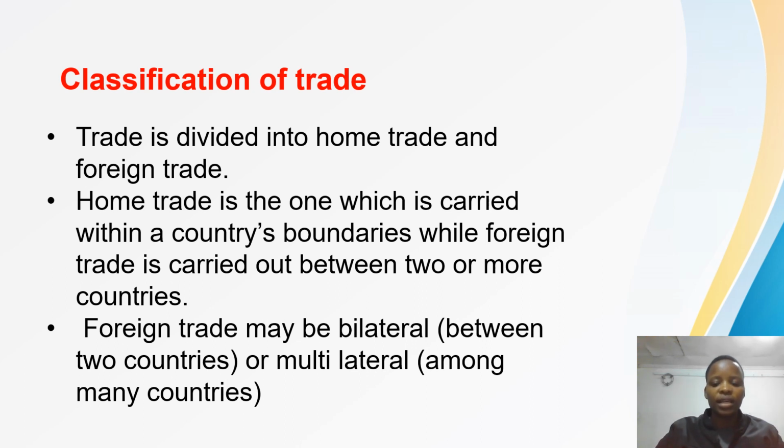Classification of trade. Trade can be classified into two categories. The first category is foreign trade, and the other one is home trade. Home trade is the one which is carried within a country's boundaries. For example, a trade which is carried within the boundaries of our country, Kenya, is what is referred to as home trade. We have the foreign trade as the second category, carried out between two or more countries.